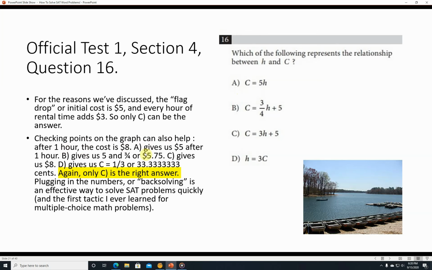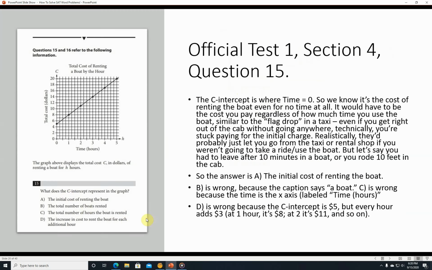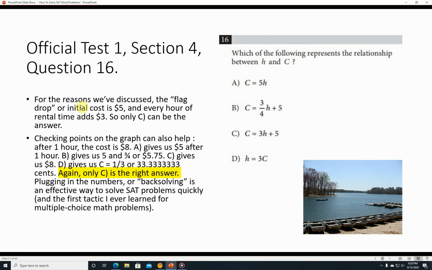So, checking points on the graph can also help. As we saw before, after 1 hour it's $8, after 2 hours it's $11. So that doesn't work. B gives us 5 3/4 after 1 hour, so that doesn't work. That'd be $5.75. C gives us $8, which is the right answer. And D gives us C, H is equal to 3C, so then C would have to be 1/3 H. So that would be that you're renting it for 33 1/3 cents per hour, which would be a really nice price, but I don't think they're going to really rent you a boat for that much, and that's certainly not what the graph shows.